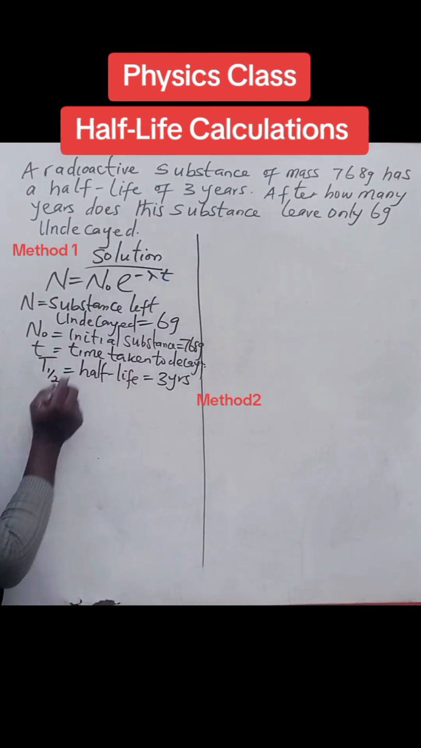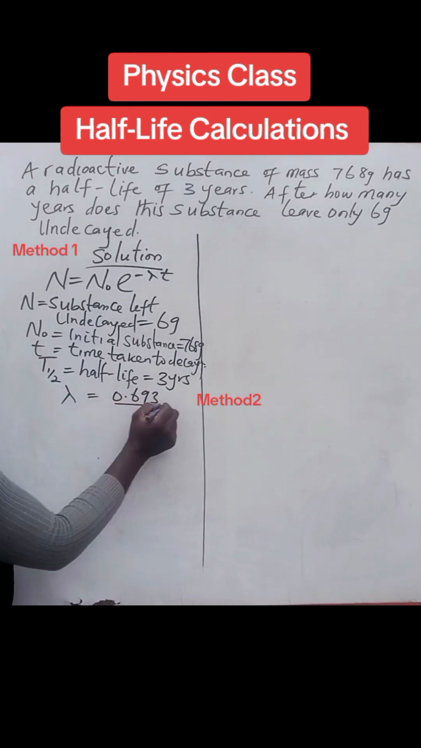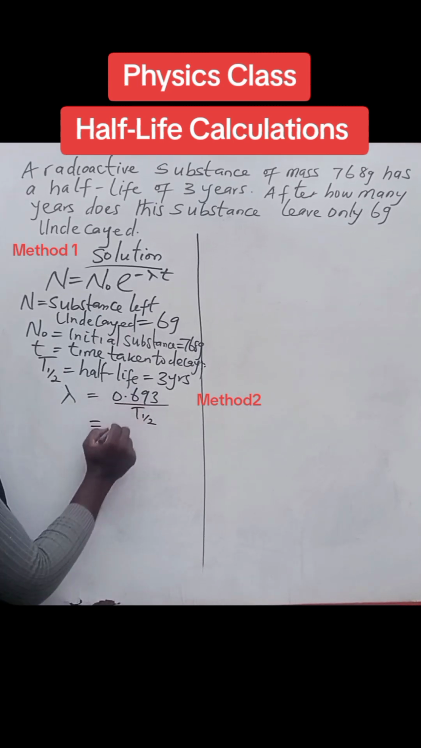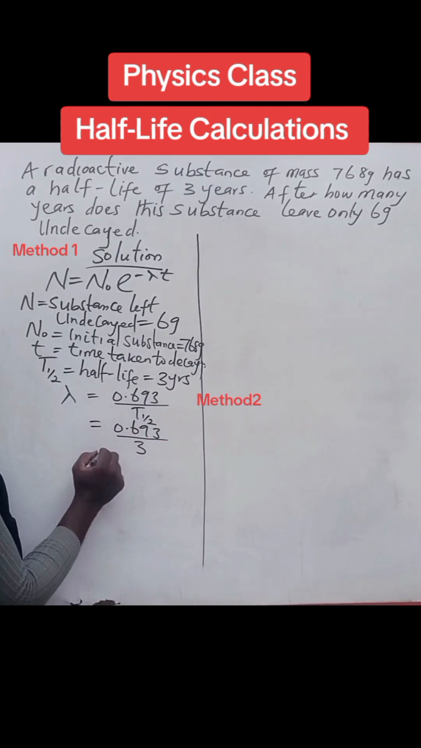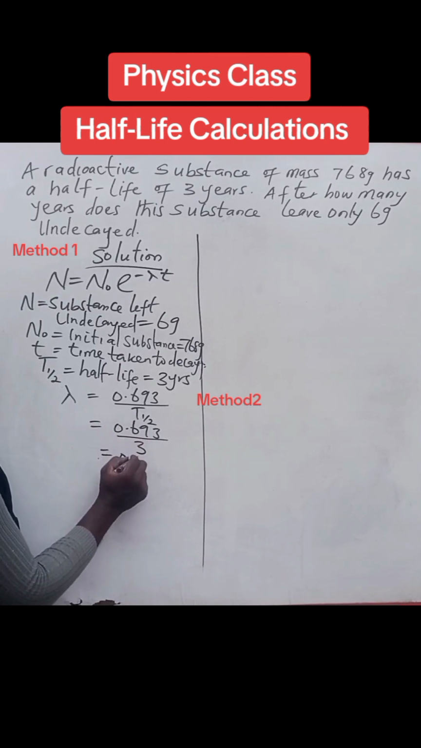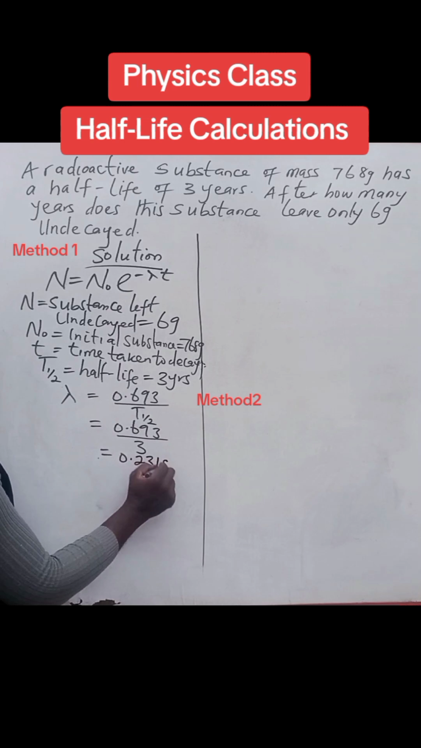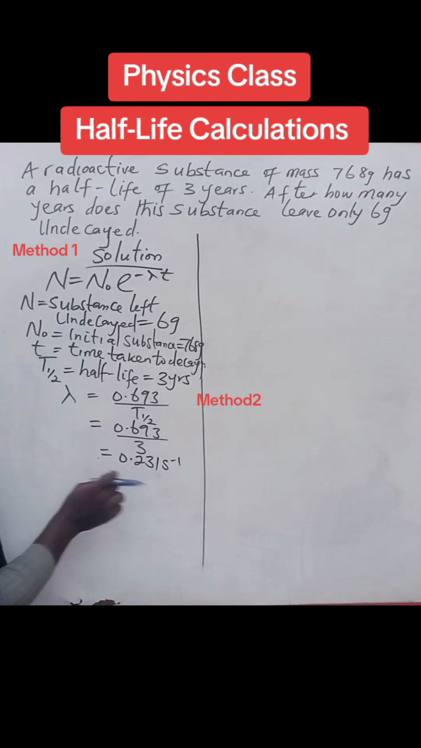Then this lambda is called the decay constant, and is equal to 0.693 over the half-life. The half-life is 3 years, so you divide 0.693 by 3 and you have 0.231 per year. So this is the decay constant.